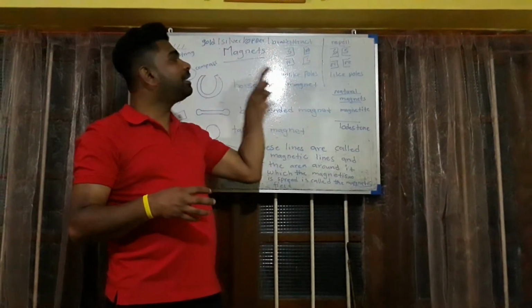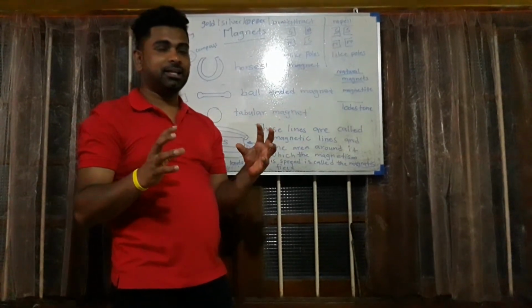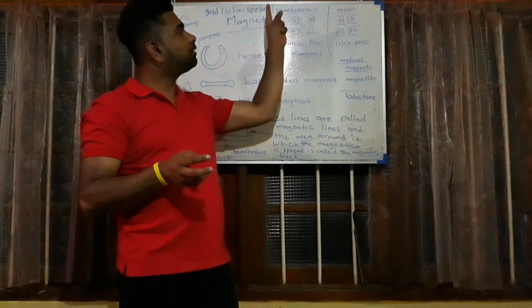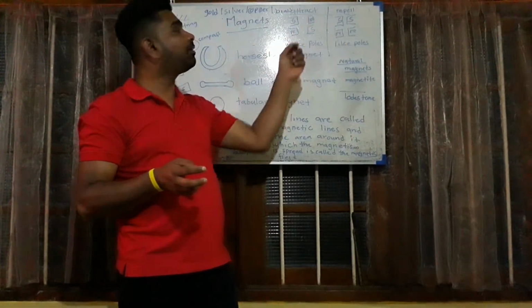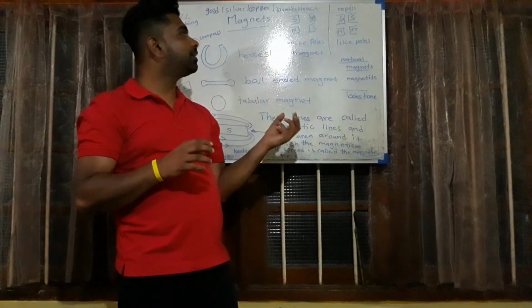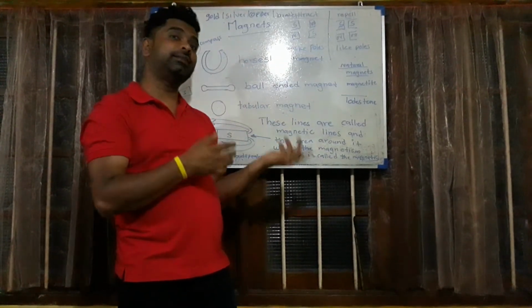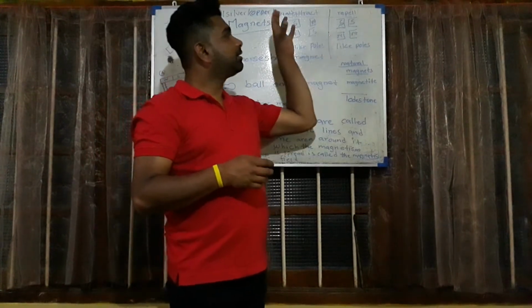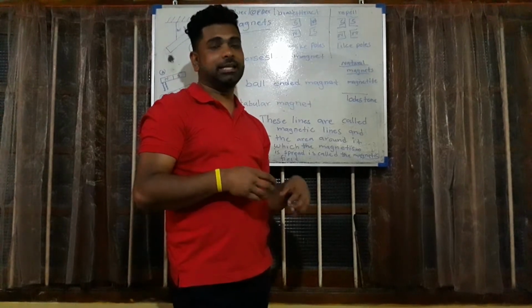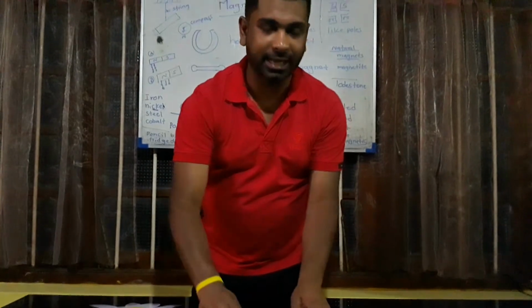So the unlike poles of magnets will get attracted. The south pole of a magnet will get attracted towards the north pole of another magnet, and the north pole of a magnet will get attracted towards the south pole of another magnet. But same poles, like poles, will repel each other. Okay children? Now you can do these things at home.